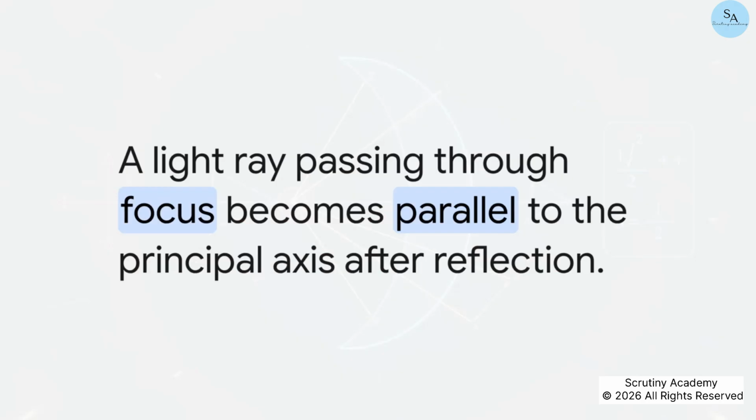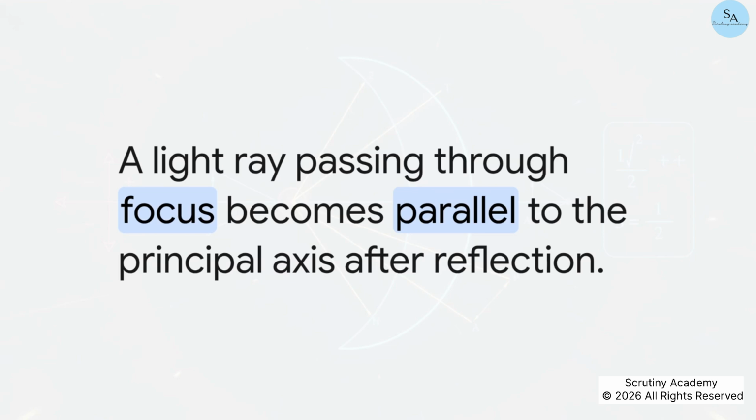Rule number 2, the focal ray, is basically the total opposite of the first rule. It really shows how light is reversible. If a ray first passes through the focal point before it hits the mirror, it will bounce off and travel out perfectly parallel to the principal axis. See? These first 2 rules are like a perfect reverse pair.